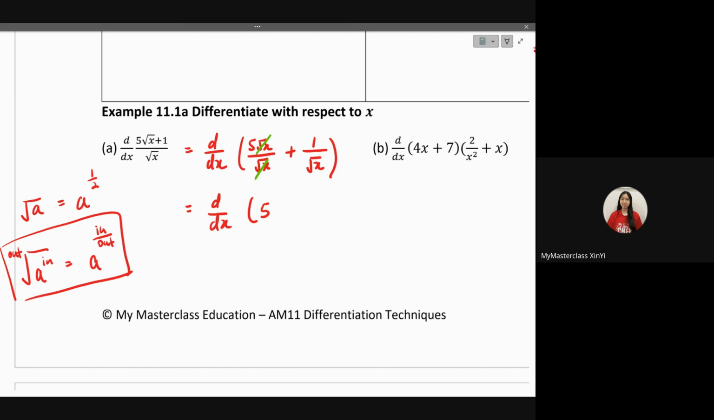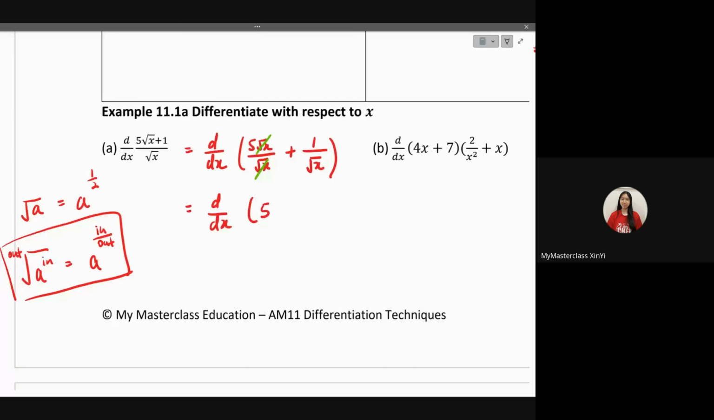The power x power minus half, then you bring the... So you get minus 3 over 2. Right? Okay. This kind of initially when you're not comfortable, type into a calculator. So just like minus half minus 1 equals to what? Then you will have this.